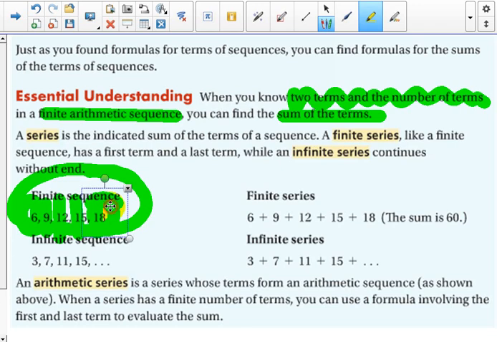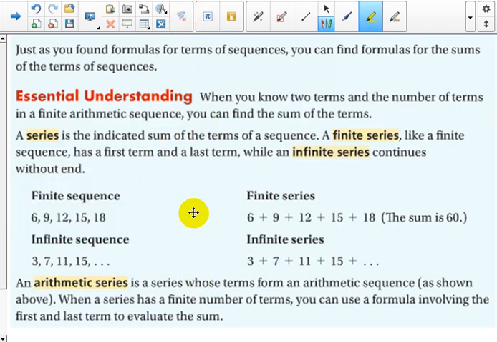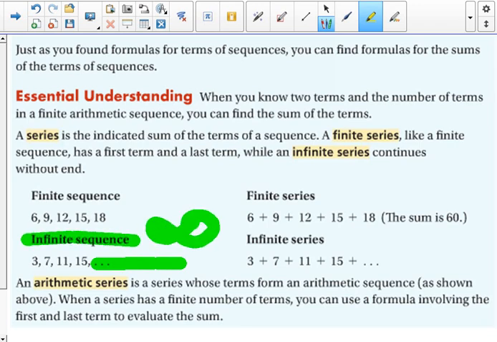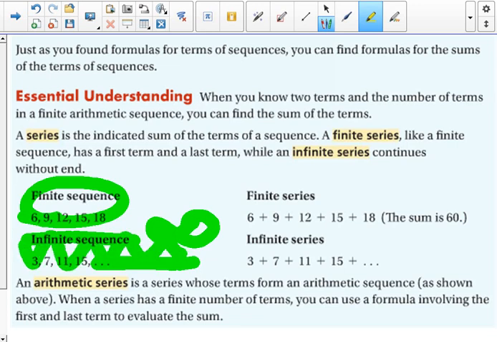That's finite. Now it becomes infinite when it continues on forever and has no end. Just like going to infinity on a number line, this is like an infinite sequence. It just goes on forever. So finite has a beginning and an end, and an infinite sequence has no end. Okay?